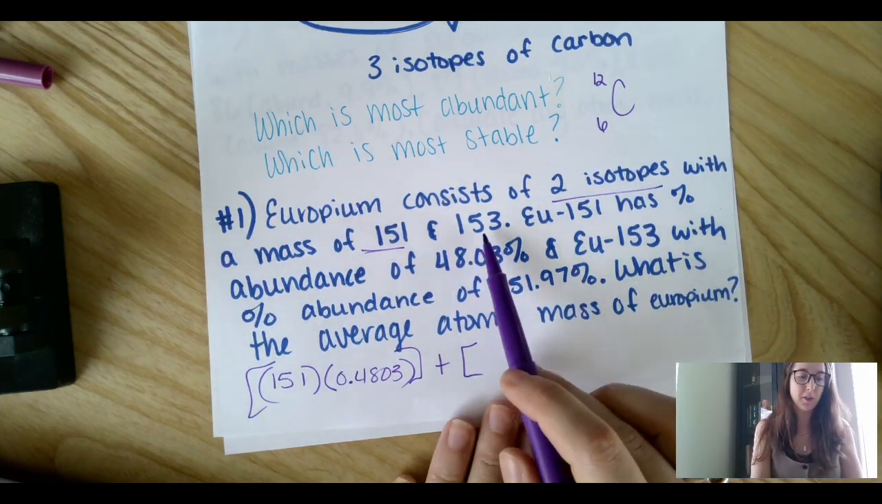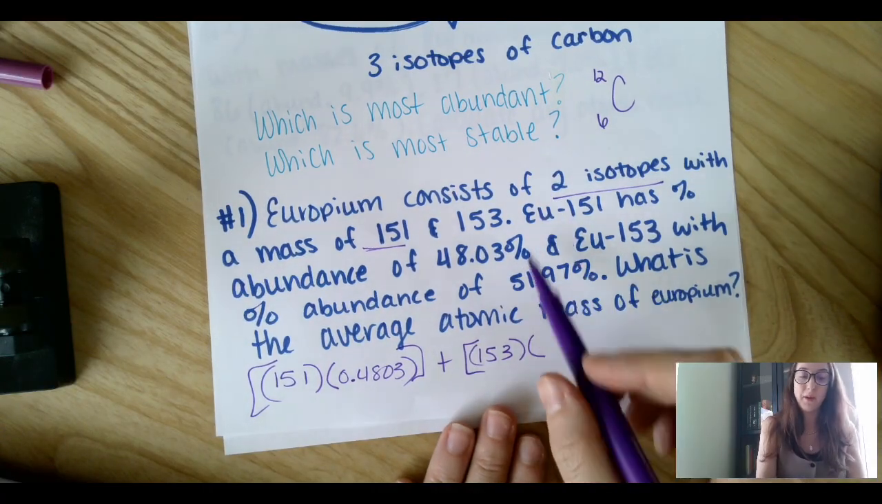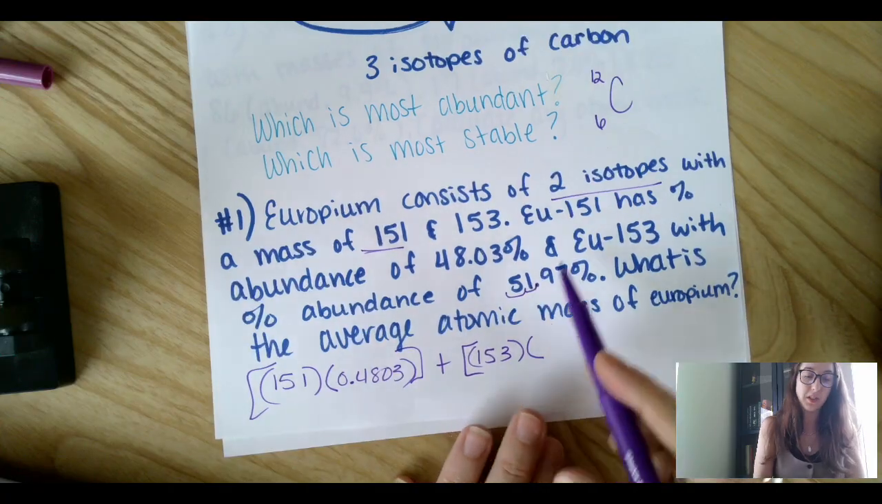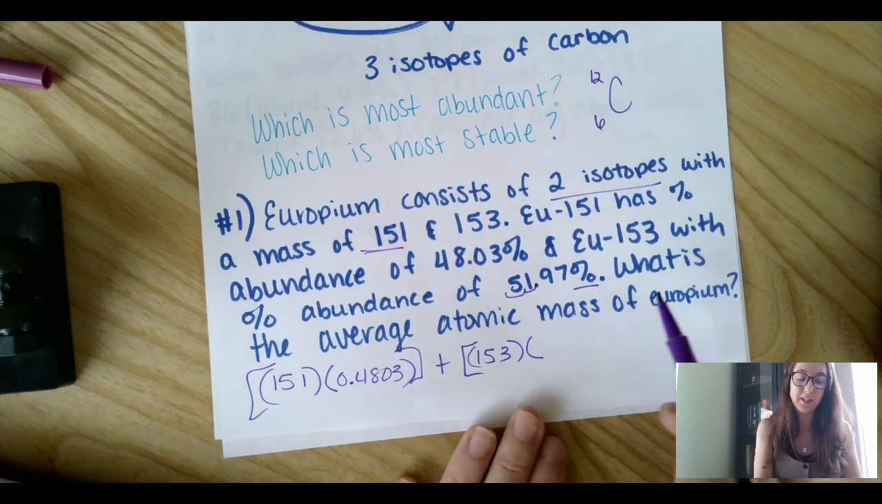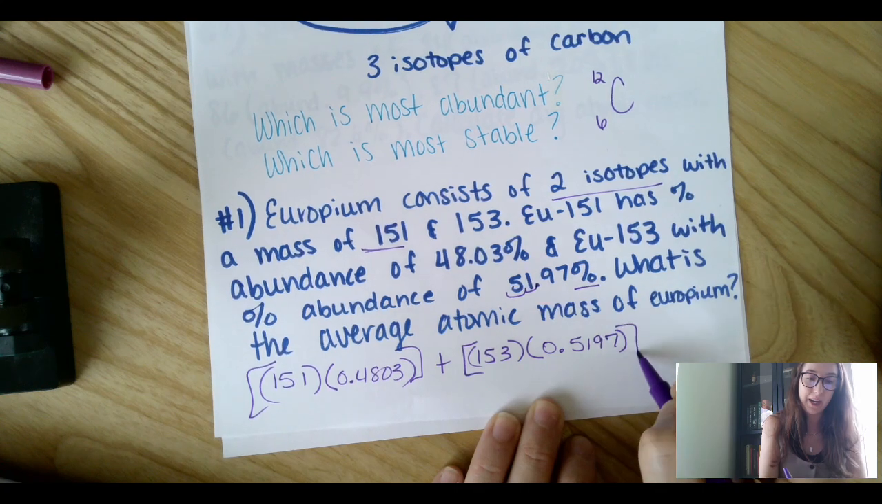So the other mass of europium is 153. Multiplying it by its decimal form of the percent abundance. Again, move the decimal 2 to the left or divide by 100 in your calculator to get it out of the percent, and that is 0.5197, okay? So there you go.